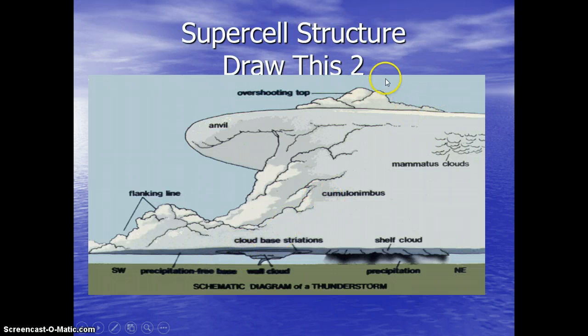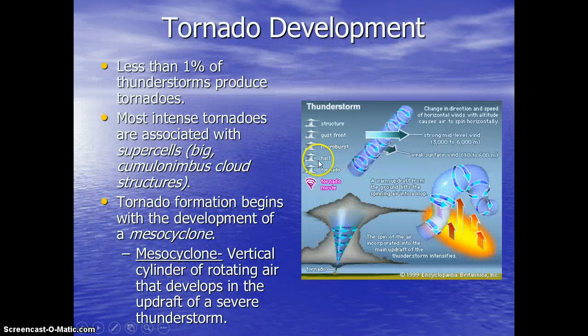Okay, overshooting top. You'd be pretty far away from the thunderstorm to see all of this detail. Because when you're right underneath it, all you're seeing is maybe the mesocyclone here, maybe some rain bands off in the distance. So get this drawn for your supercell. Let's move on. All right, tornado development.